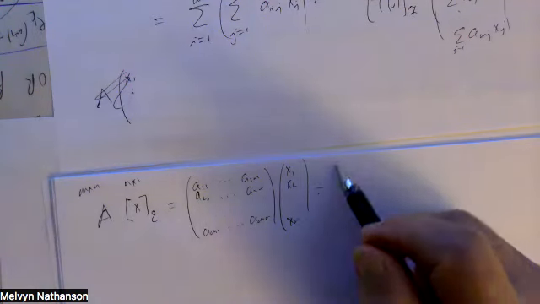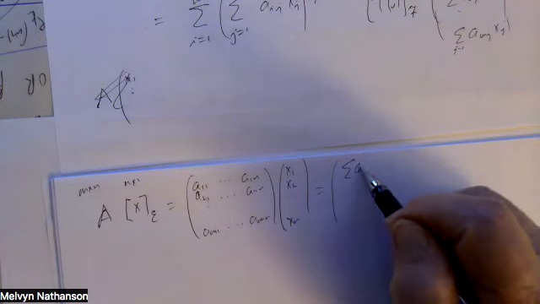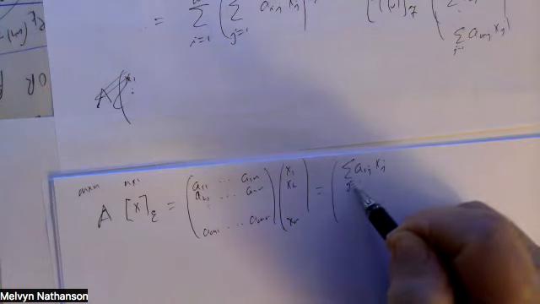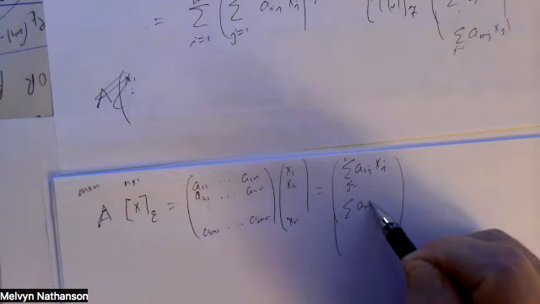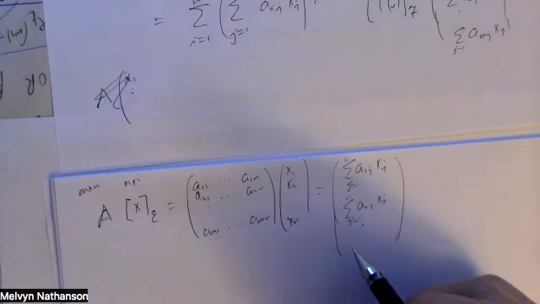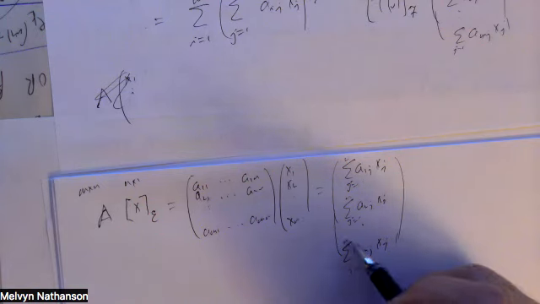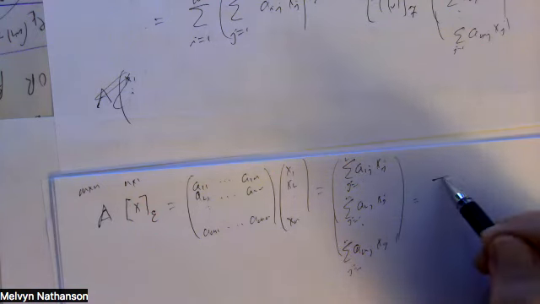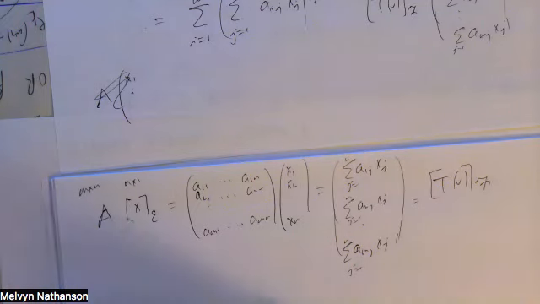And when you perform this matrix multiplication, the first coordinate is summation A_1j x_j, j goes from 1 up to n. The second coordinate is summation A_2j x_j, j goes from 1 up to n. All the way down to the nth coordinate, which is summation, the mth coordinate, A_mj x_j, j goes from 1 up to n, which is exactly the coordinate vector for T of v with respect to F. So we come to this following very beautiful theorem.